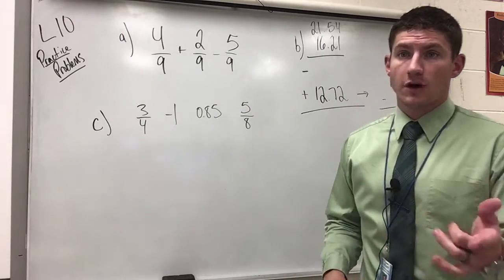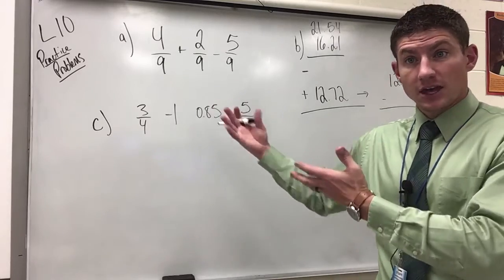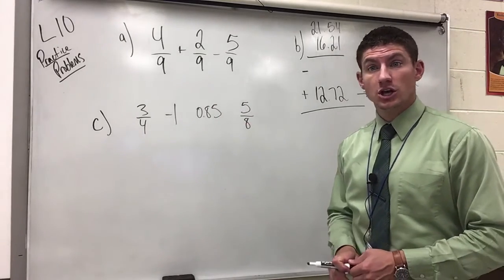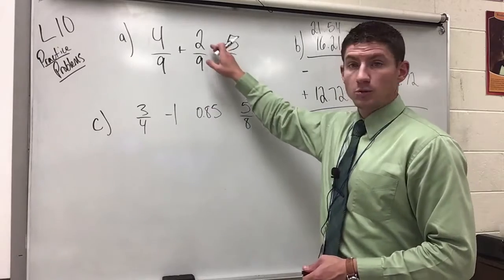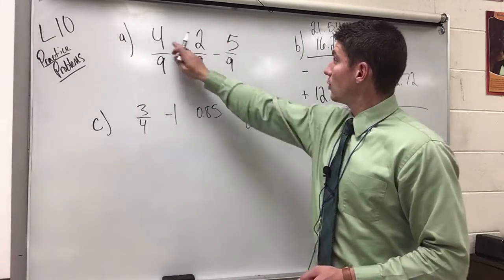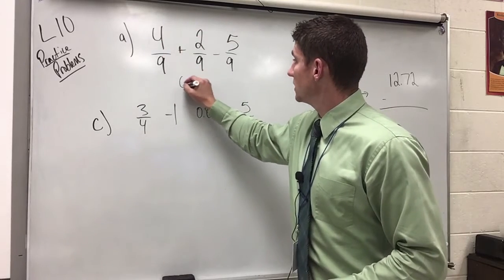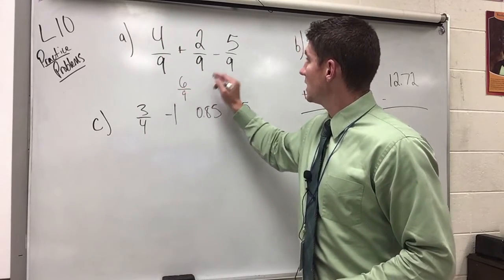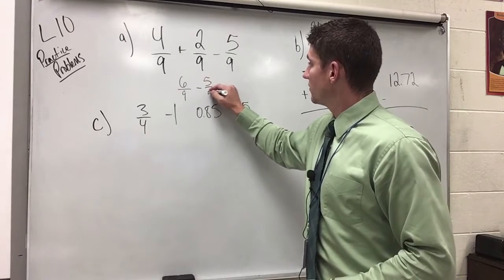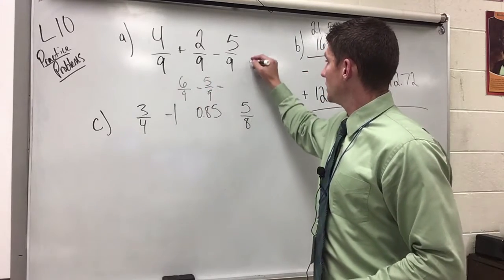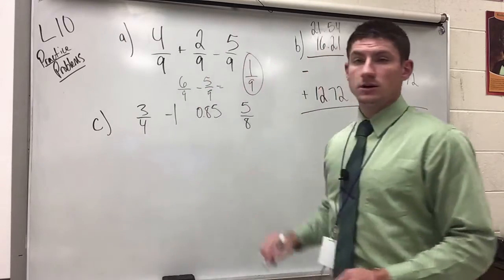We know that when we have fractions, we need to have a common denominator. In this case, we have that common denominator, so we don't need to change anything by multiplying both the numerator and denominator. So this is good. 4 ninths plus 2 ninths, we would add the two numerators. 4 plus 2 is going to give me 6. My denominator stays the same, and then I would have minus 5 ninths. 6 minus 5 equals 1 ninth.